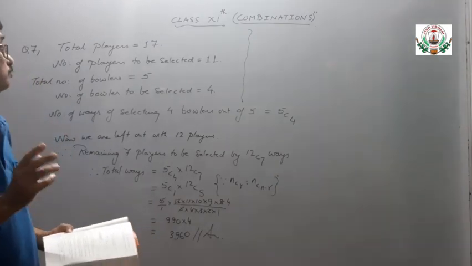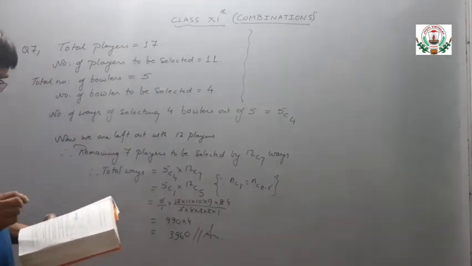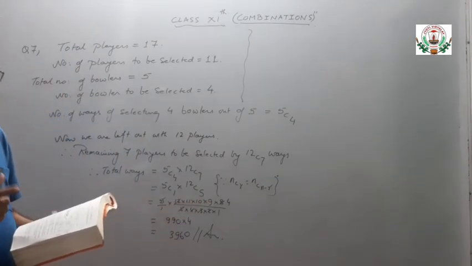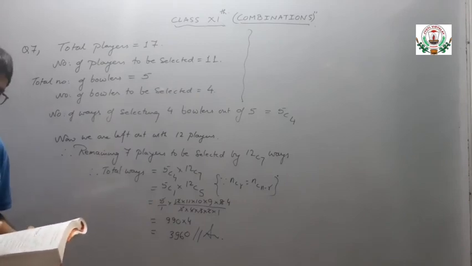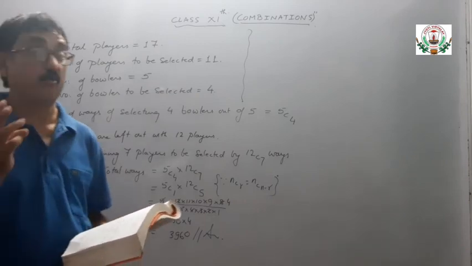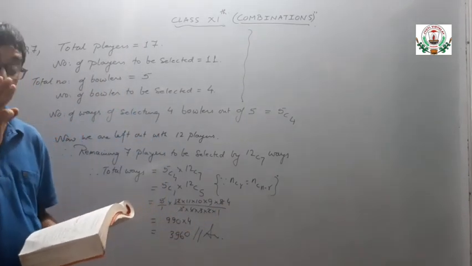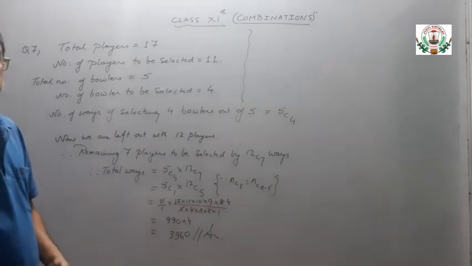The total number of players is 17 and we have to make a team of 11 members. In those 17 players, there are 5 players who are bowlers. Out of those 5 bowlers, we have to select only 4 bowlers in the team of 11. So what will be the total number of ways?